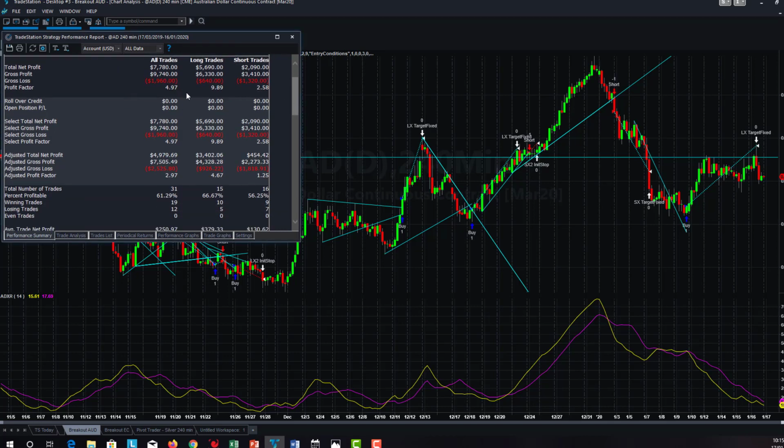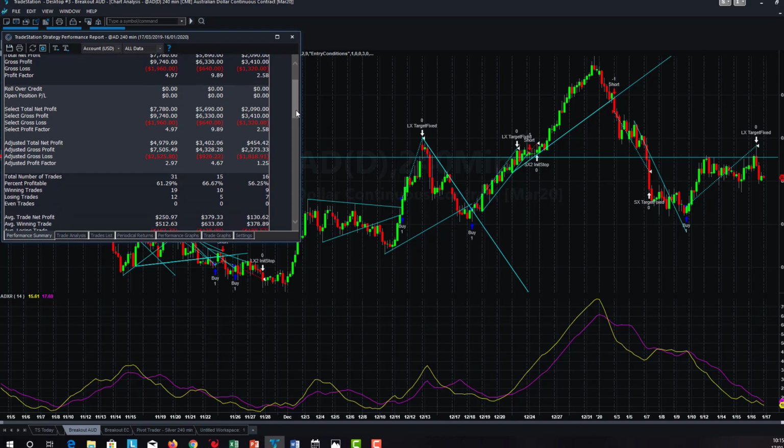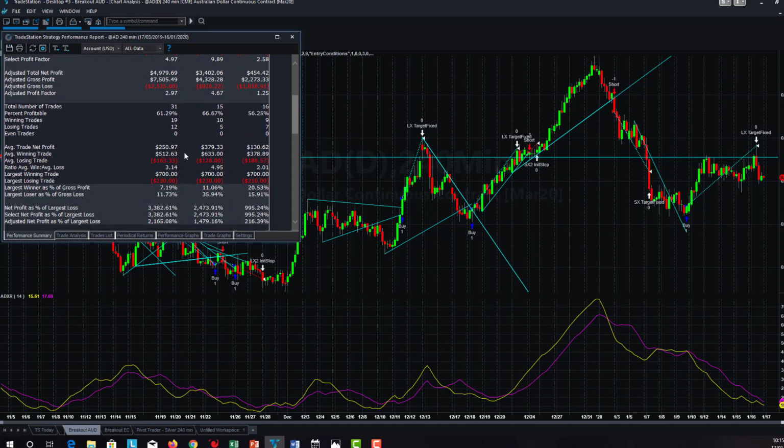If we have a look at our performance report, we'll see that this strategy has a profit factor of 4.97, so an awesome profit factor. Our reward to risk, our ratio of average win to loss, is 3.14. I mentioned that we want 3 to 1 or better, and that's really hitting the mark there. Our average trade net profit is $250. If every time you put on a trade you've got an average trade net profit of $250 coming back to you, that's fantastic.